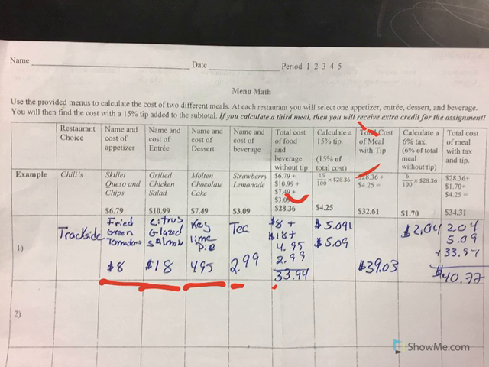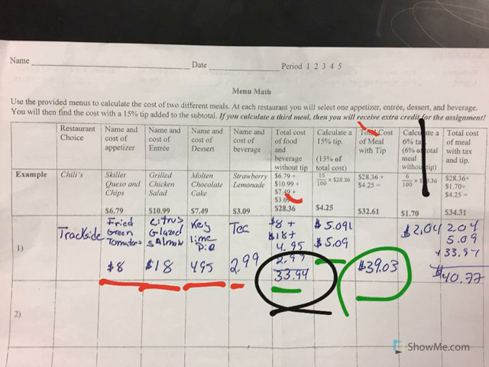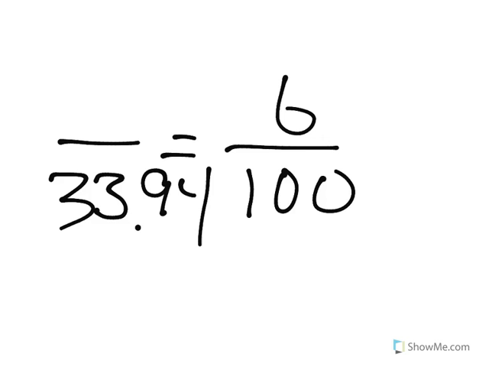When I do the next column here, I'm going to go ahead and add my total meal plus the tip, and that's where I got the $39.03. So I just added those two. And then when I do the tax, we don't do the tax with the tip, so it's just going to be the tax there. So I'm going to go back to my original meal, $33.94, and I'm going to set up my proportion, and I'm going to do a 6% tax.